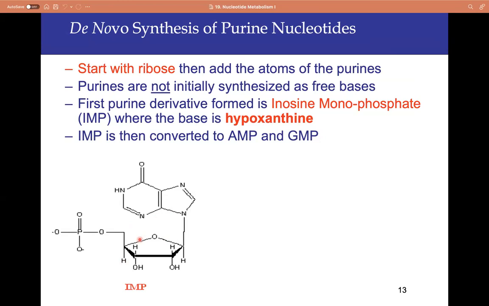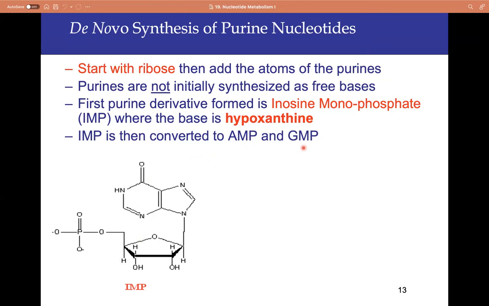So they're not essentially synthesized as free bases just from the beginning, but you get derivatives from other products, and then eventually that derivative is converted into AMP and GMP. Remember adenosine monophosphate and guanosine monophosphate, okay? Don't forget those terms because I'm going to be saying AMP and GMP a lot.